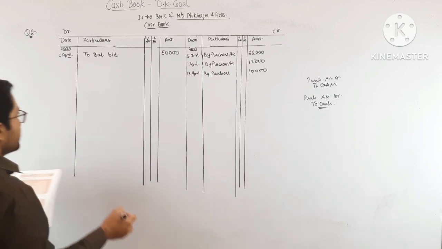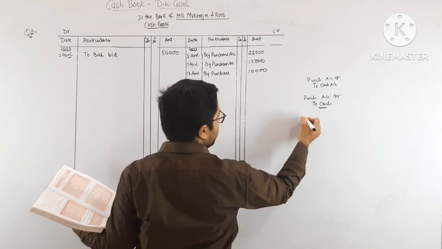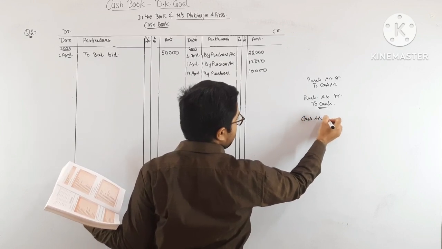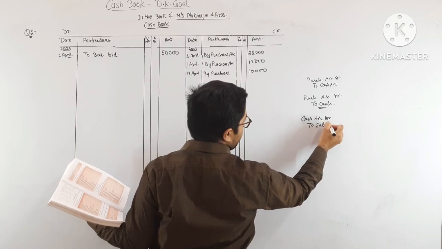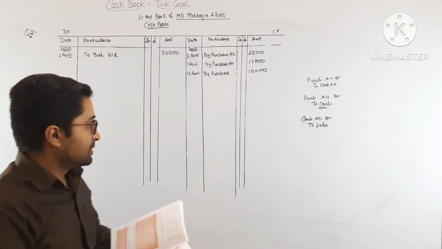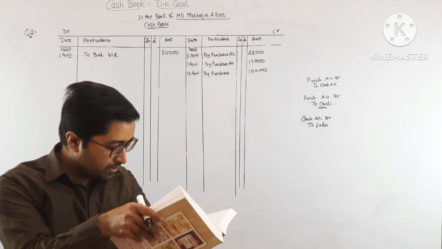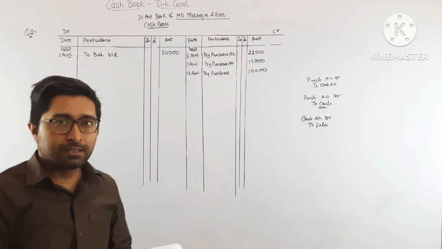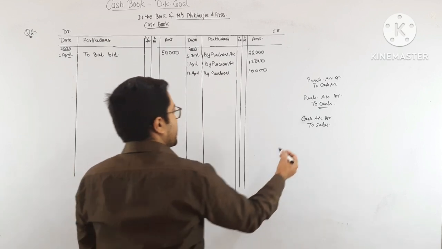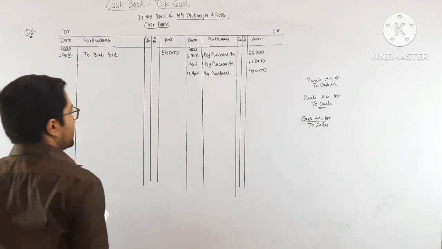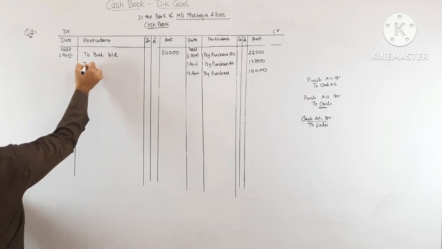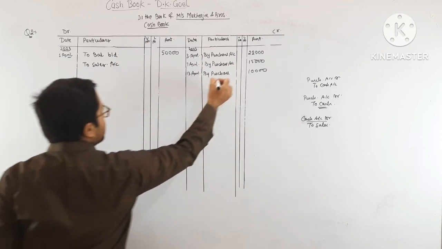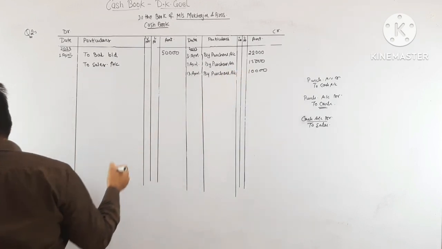Sold goods, again sold goods, so the entry will be what? Cash account debit to sales. Okay? It is only cash, sold goods is given. So when only sold goods is given, it is considered that it is a cash sale. So cash is in the debit column, so it comes to the debit, and we will write to sales account 20,000.